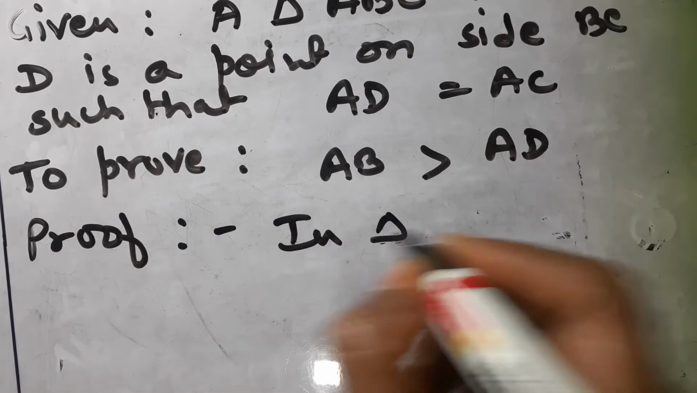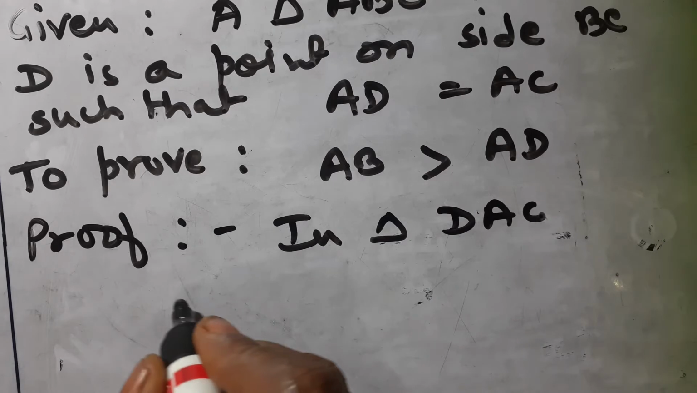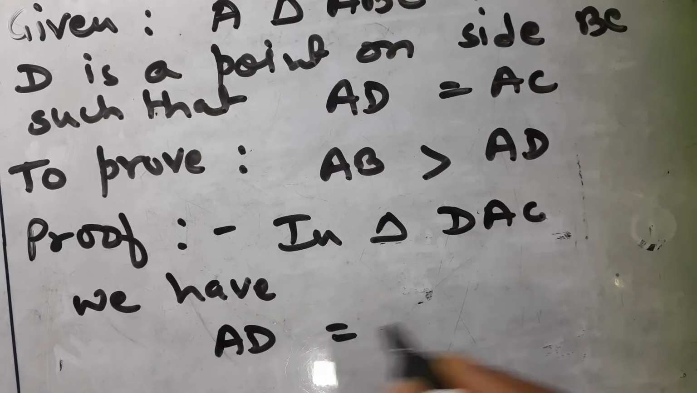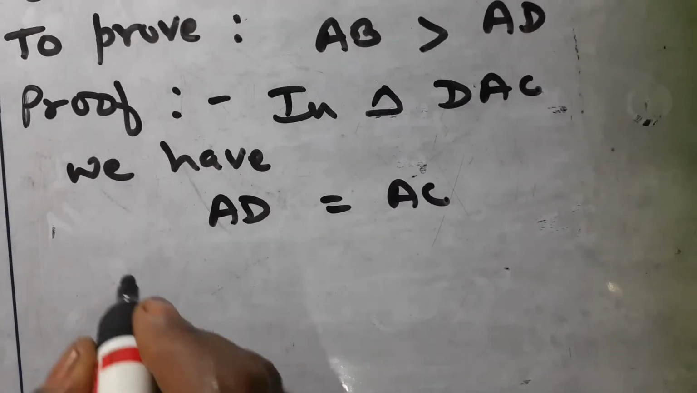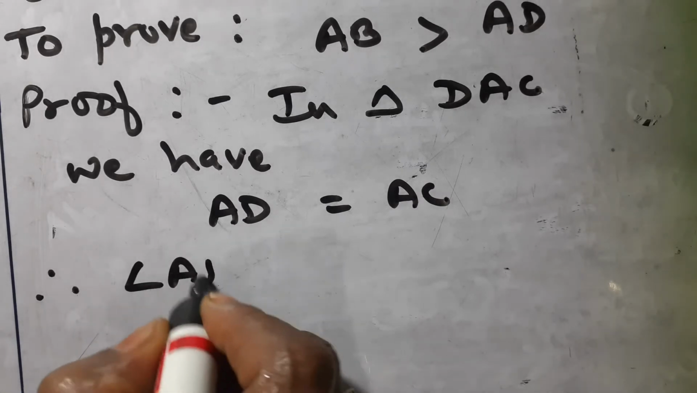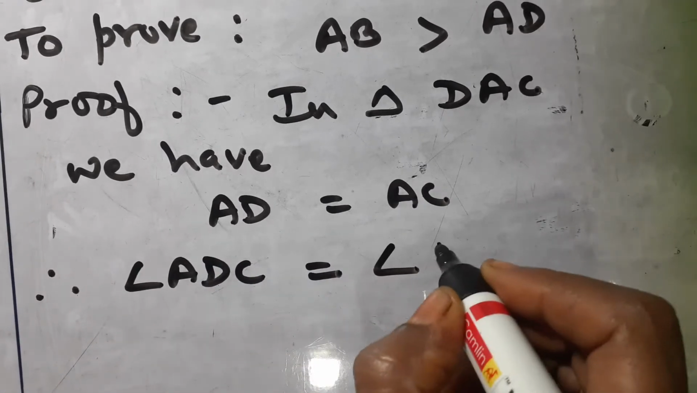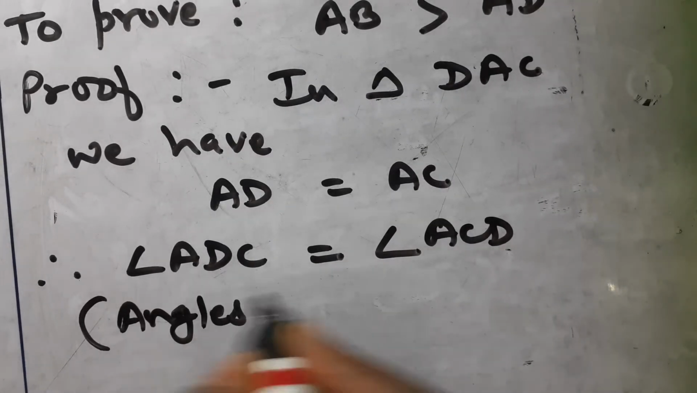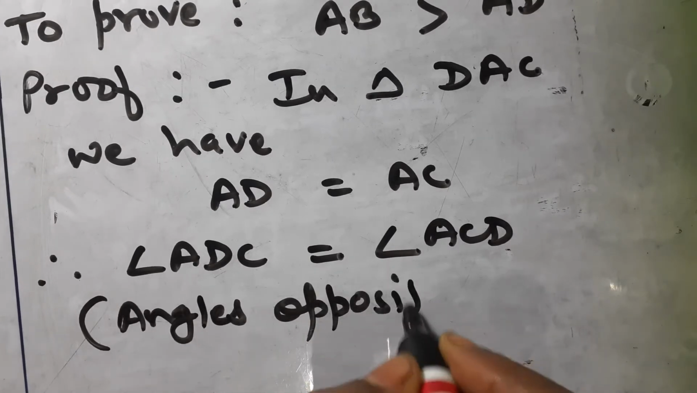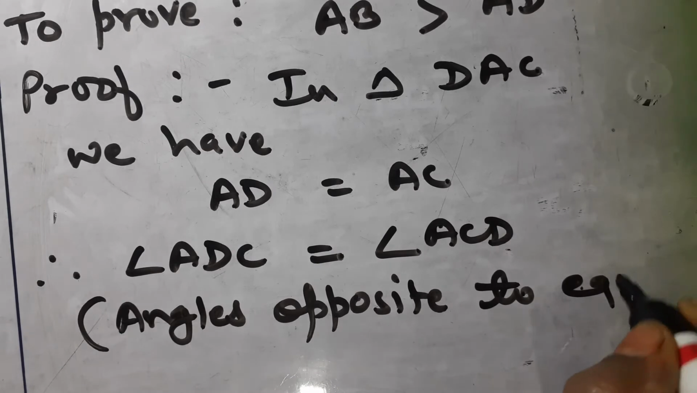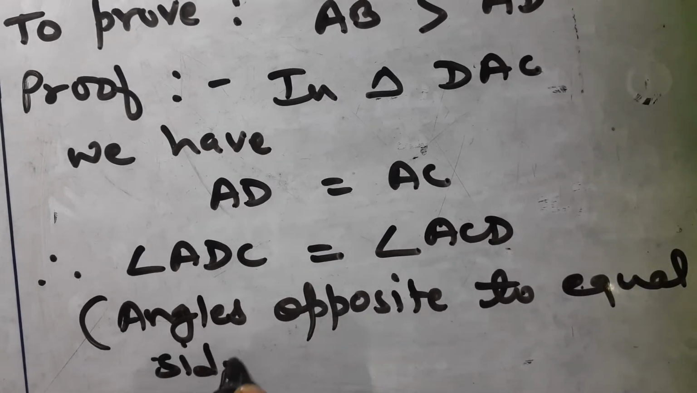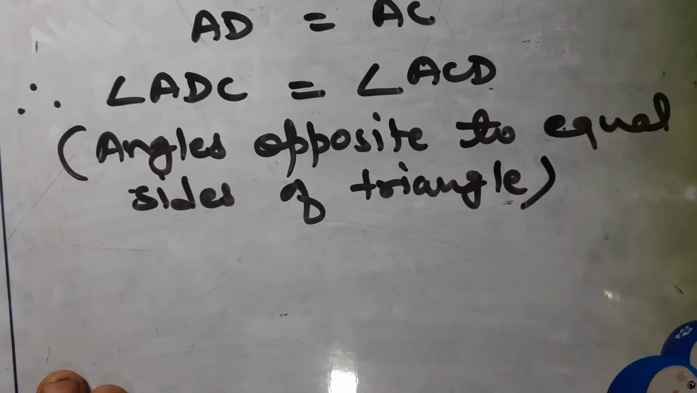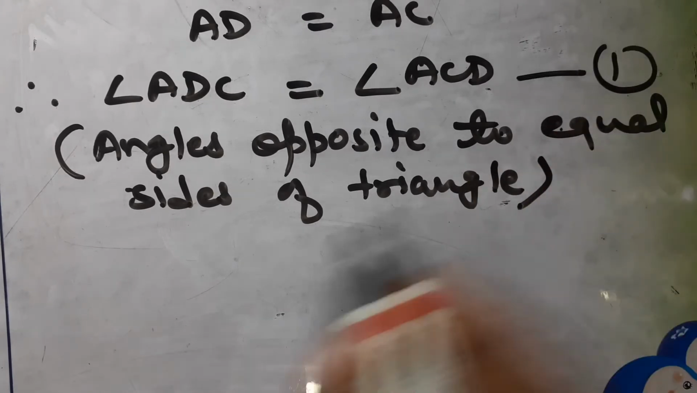In triangle DAC, we have AD is equal to AC. Therefore, angle ADC is equal to angle ACD, because angles opposite to equal sides of a triangle are equal. This is equation 1.